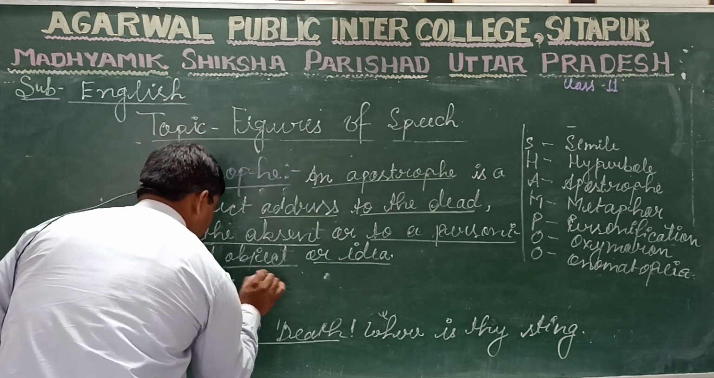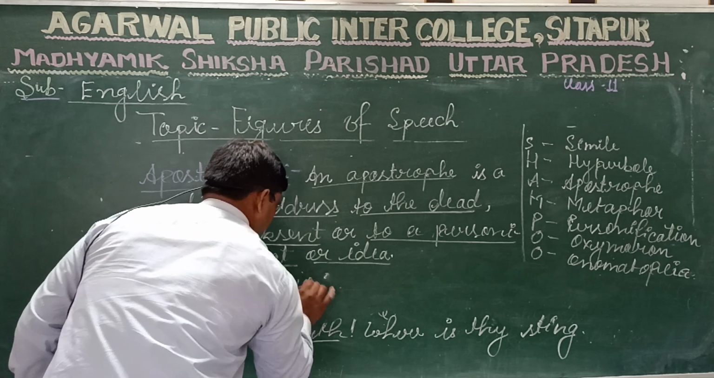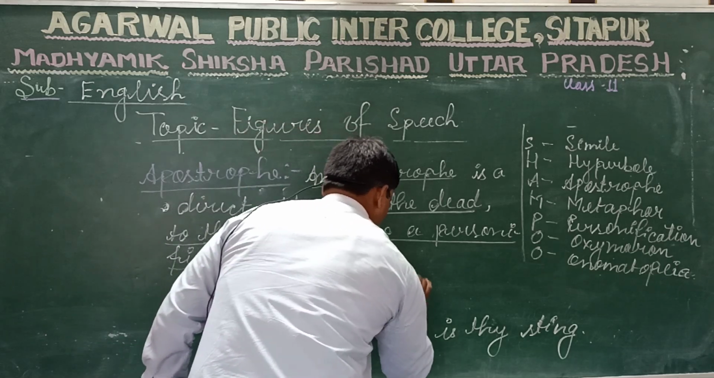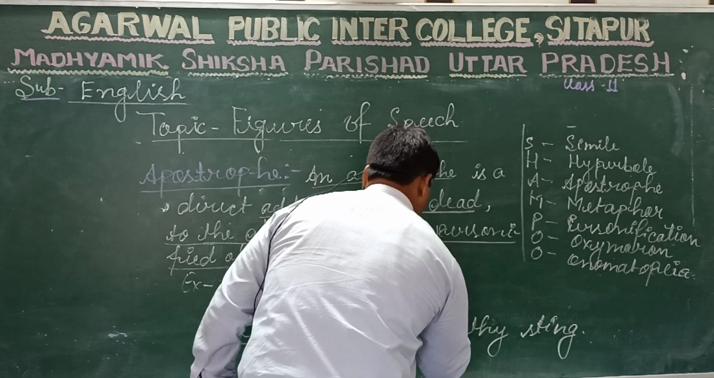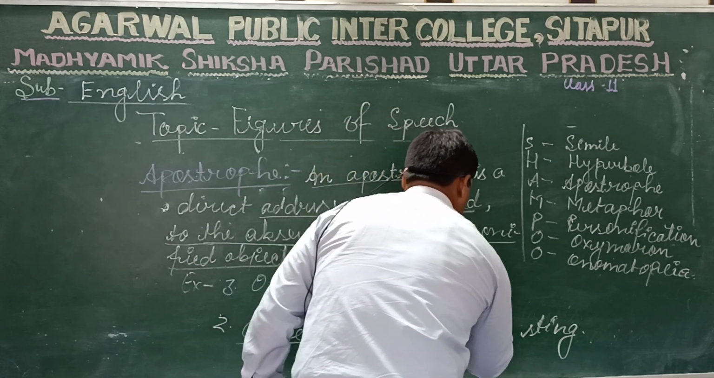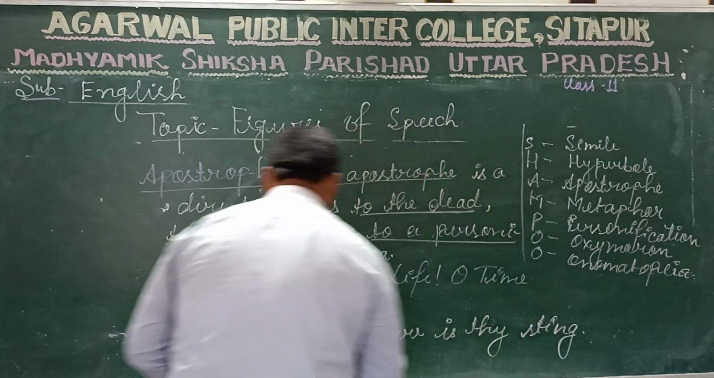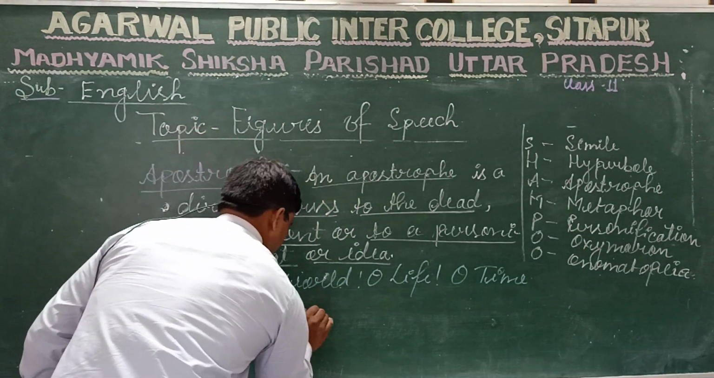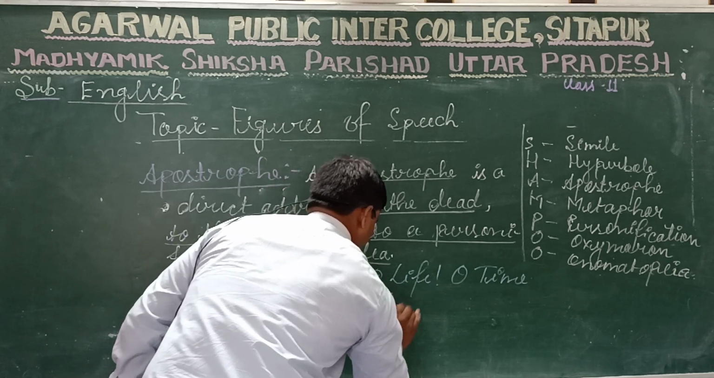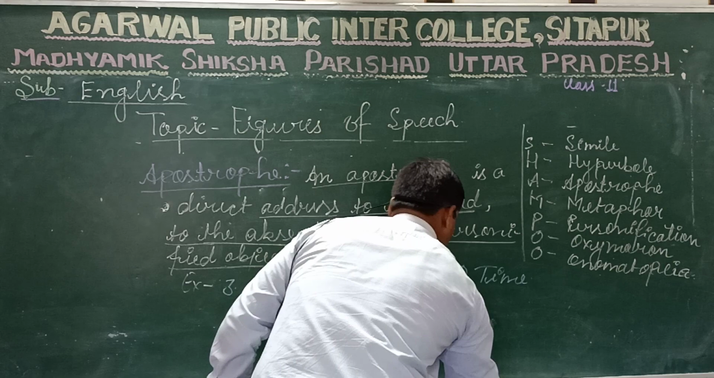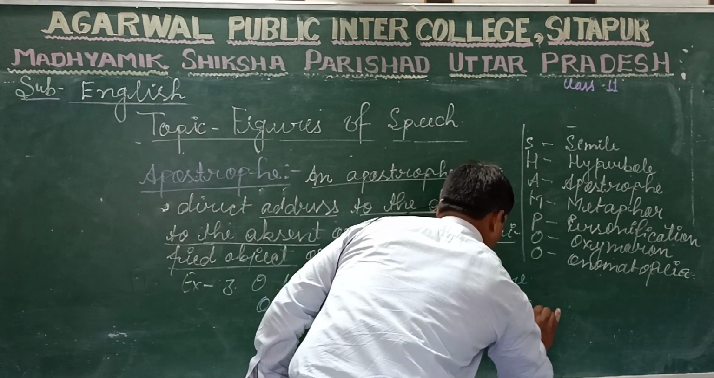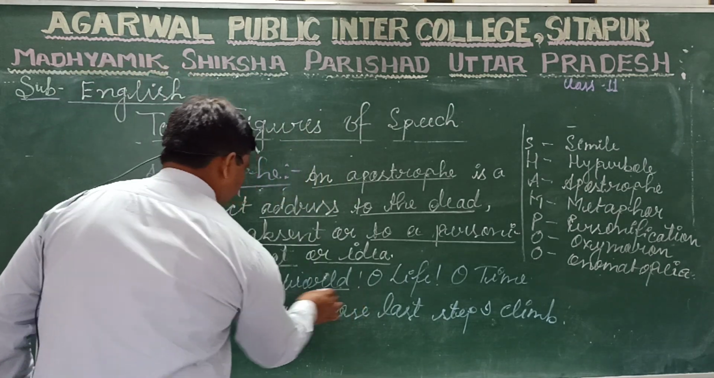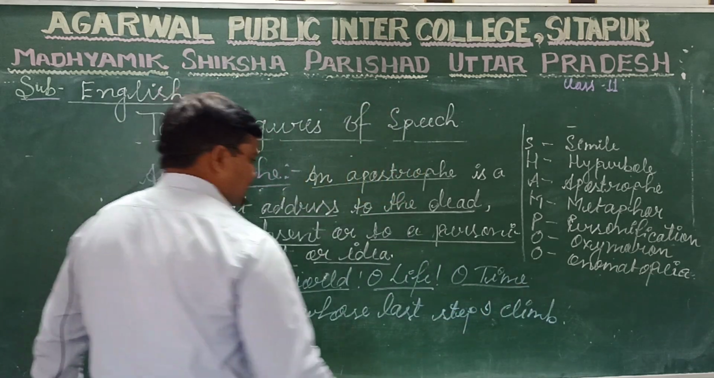This is the third example. O word, O life, O time, on whose last step I climb. So in this sentence, word, life and time is addressed.